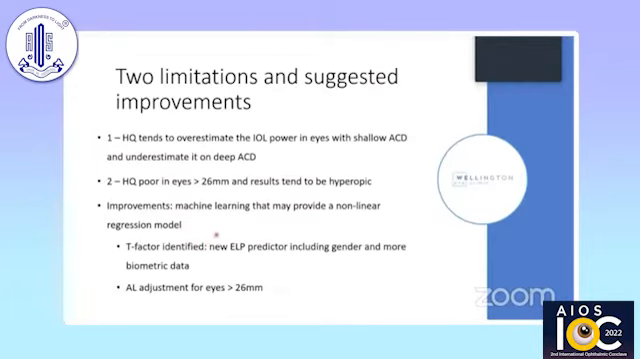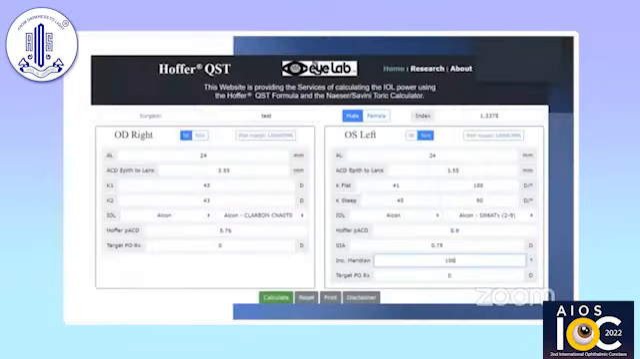Improvements occurred due to machine learning that identified a T factor with a new effective lens position predictor, including gender and more biometric data, and an axial length adjustment for eyes longer than 26 millimeters. Data can be entered for both eyes at the same time. There's a sphere equivalent, a toric, and a post-laser vision correction module.